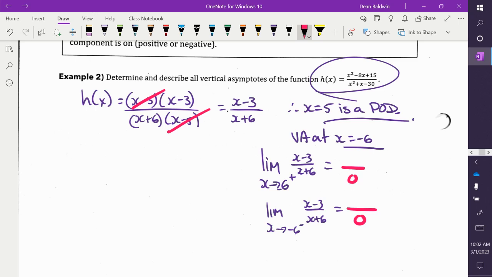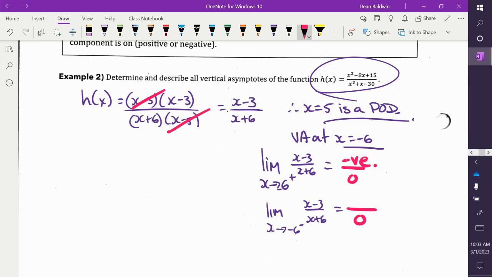As we move towards negative 6 from the positive side, just pick a number that's close to negative 6 but isn't negative 6. Negative 5. What's negative 5 minus 3? Negative 8. It's a negative number. It's always going to be a negative number if you're coming from that side. You can write the actual number, but all that really matters is it's negative.